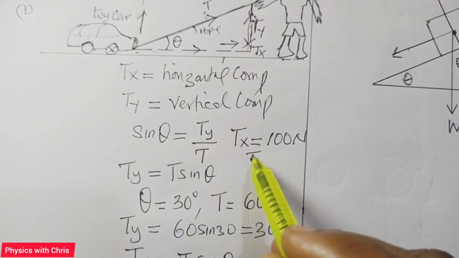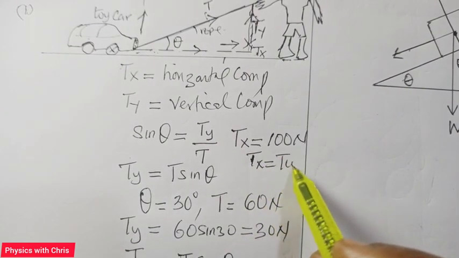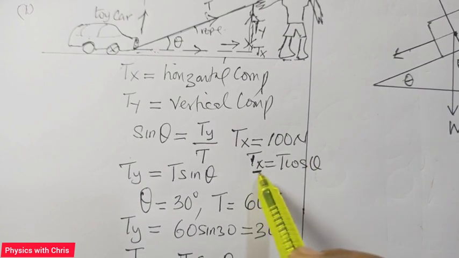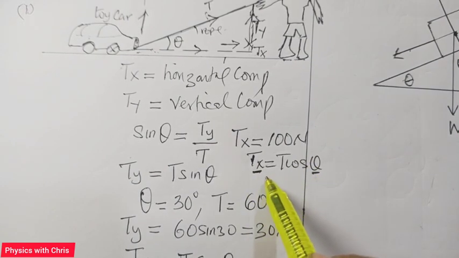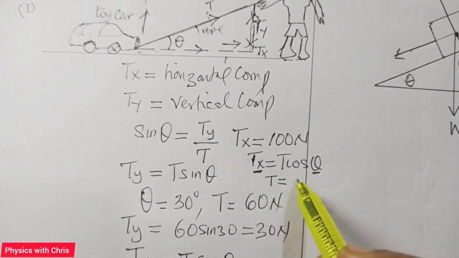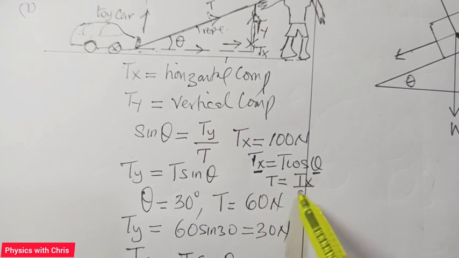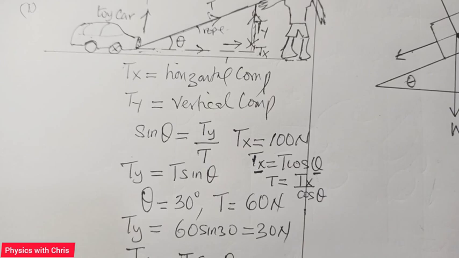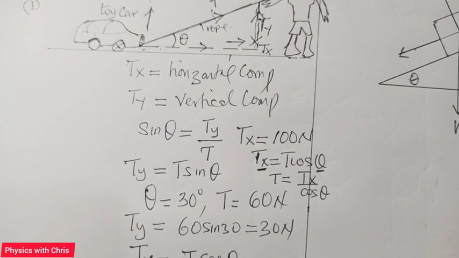Of course, Tx is T cos theta. So if Tx is given and theta is given, to find the actual tension in the rope, it is Tx divided by cos theta. Sometimes you can twist the question: instead of making it direct, calculating the horizontal and the vertical components, you'll be given one of the components and asked to calculate the actual tension in the rope.